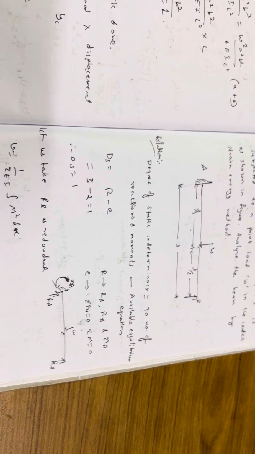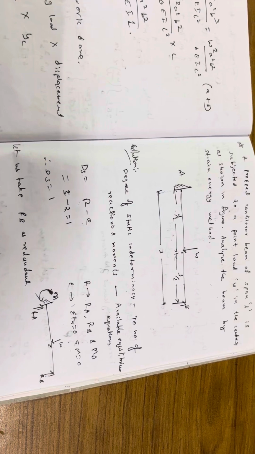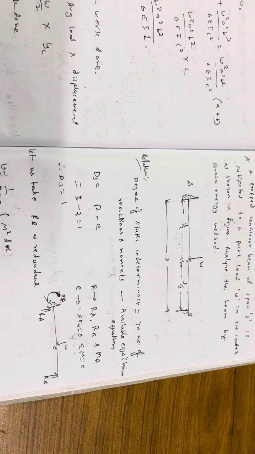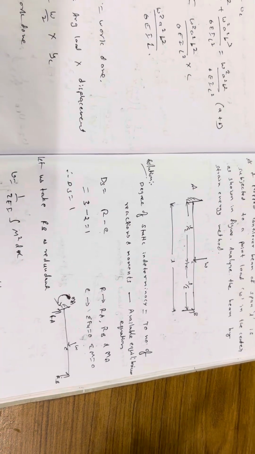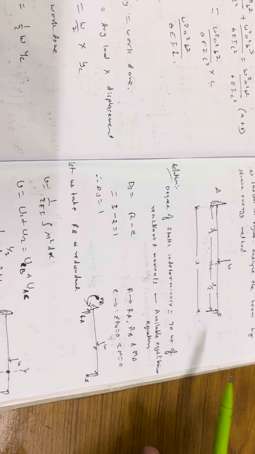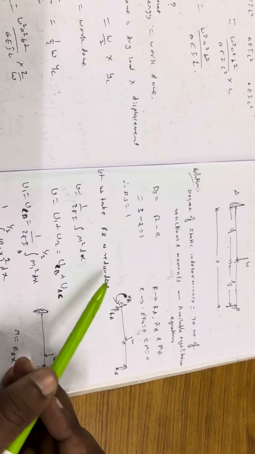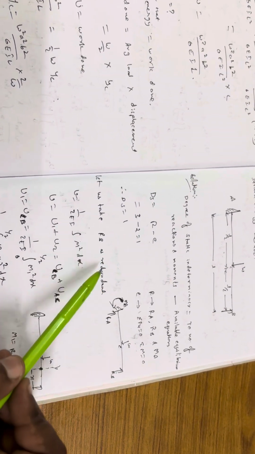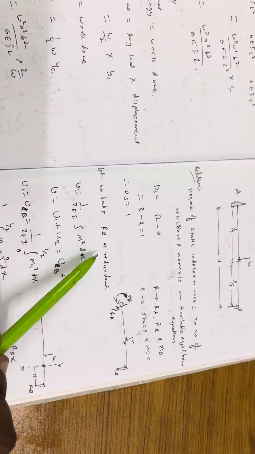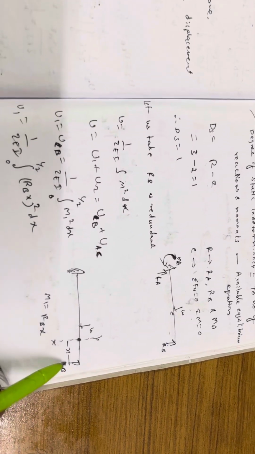For ds equal to 0, that is for statically determinate structures, we can analyze simply using the equilibrium equations. For statically indeterminate structures we cannot analyze using equilibrium equations alone. We need the help of other equations like compatibility equations, which we will get from the strain energy equation. First of all, after finding ds equal to 1, we have to choose a redundant. Here we take Rb as redundant.